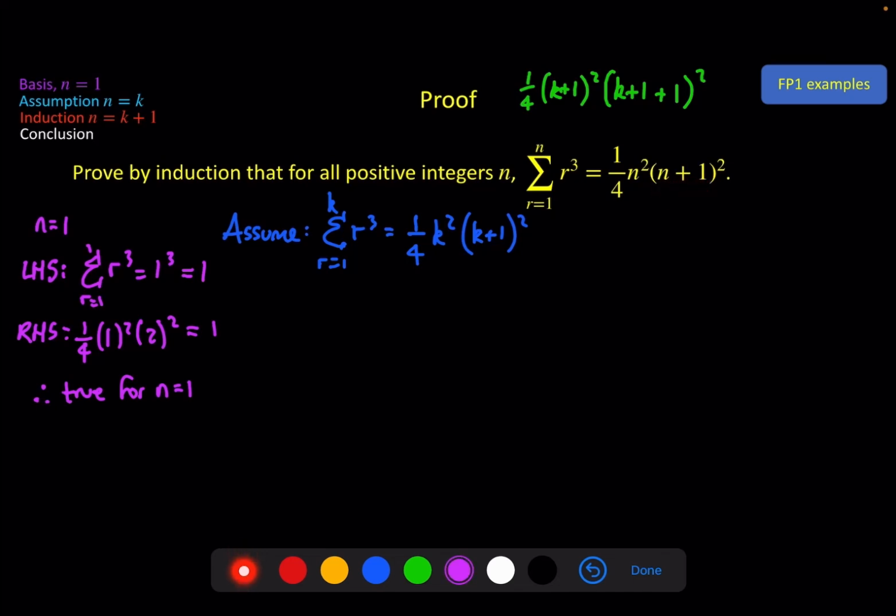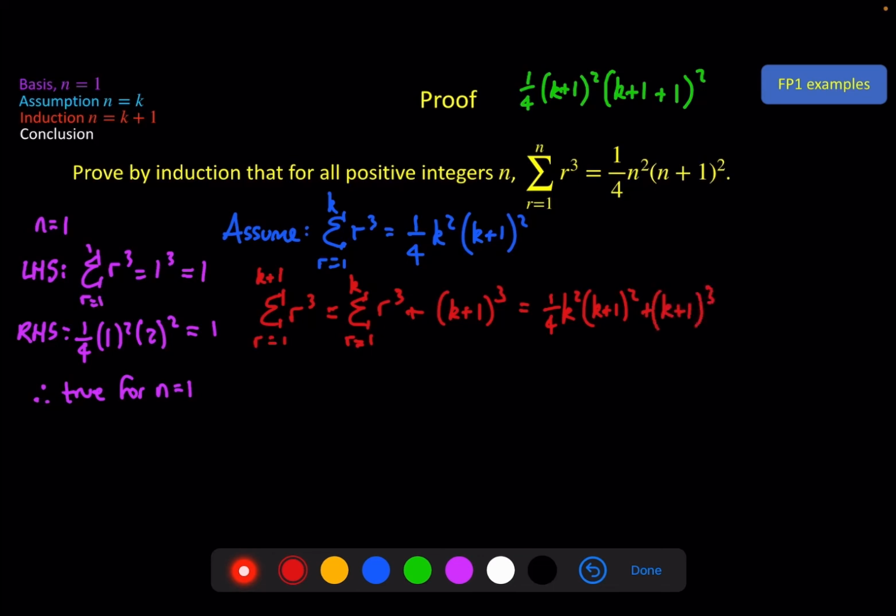Here we go. So r is equal to 1 to k plus 1 of r cubed. Again, for series, it's fairly similar each time you do it. Split it from 1 to k, and then add on the k plus 1 term. Then add your assumption in, which in this case is 1 over 4 k squared, k plus 1 squared, plus the k plus 1 cubed term. And I'm going to do something very similar. It's quite similar to the previous example.